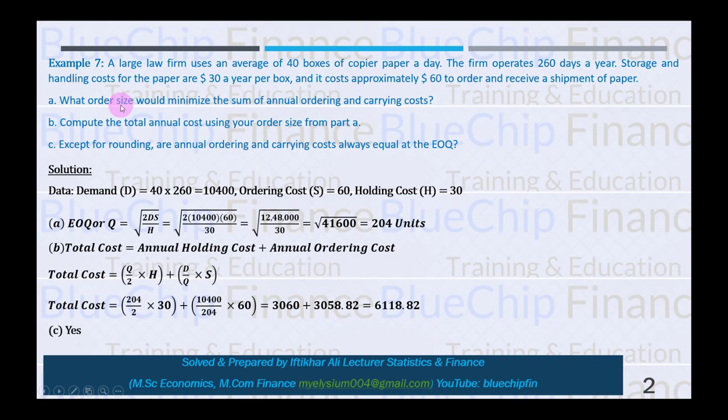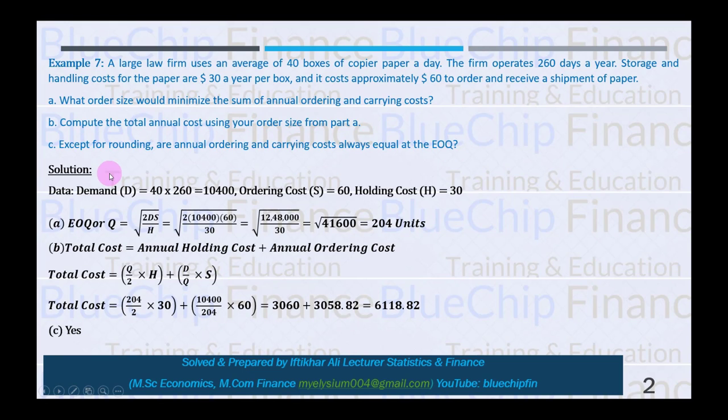Number one, what order size would minimize the sum of annual ordering and carrying cost? Number two, compute the total annual cost using your order size from part A. And number three, except for rounding, are annual ordering and carrying costs always equal at the EOQ?